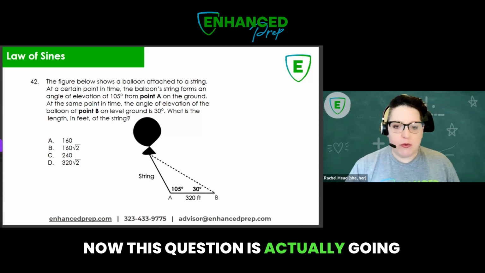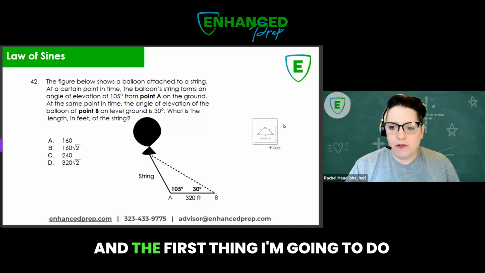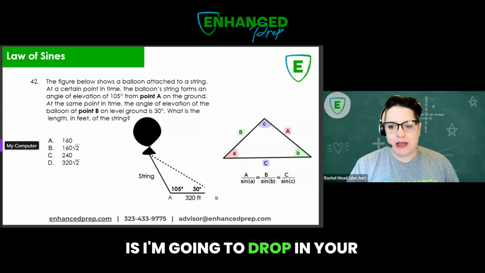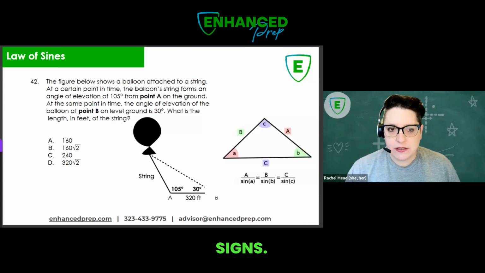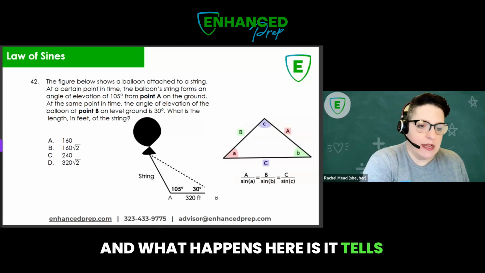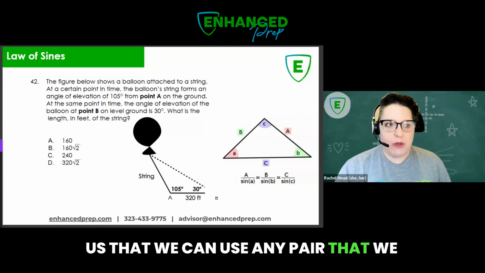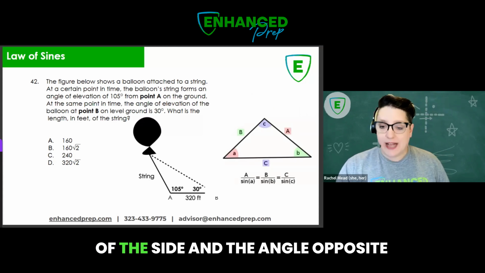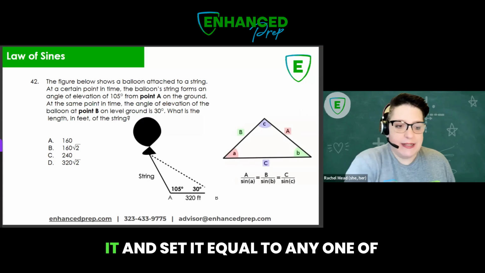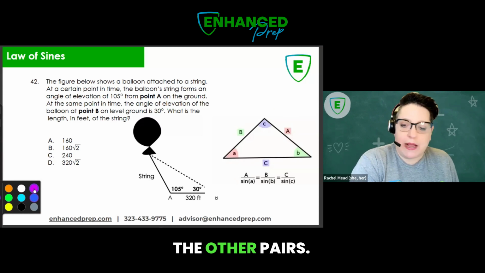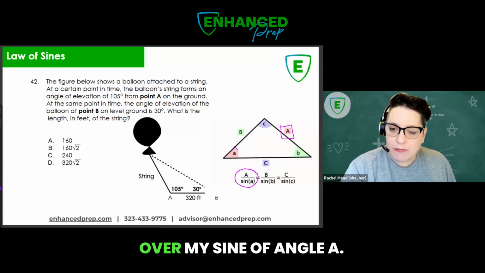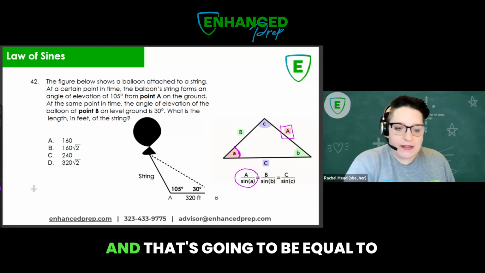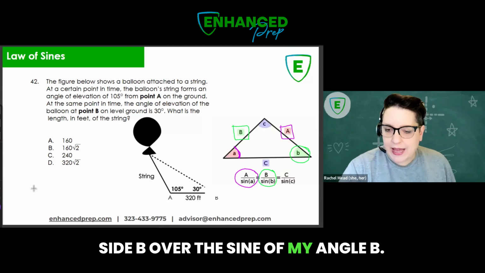Now, this question is actually going to deal with the law of sines. And the first thing I'm going to do is drop in your formula, your equation, your process for finding the law of sines. It tells us that we can use any pair in our triangle of the side and the angle opposite it and set it equal to any one of the other pairs. So in this case, I'm going to take side A over the sine of angle A, and that's going to be equal to side B over the sine of angle B.